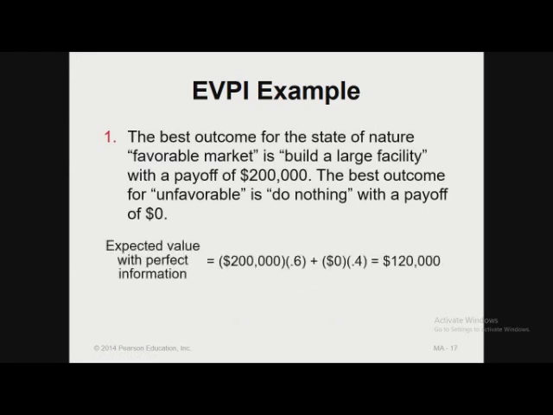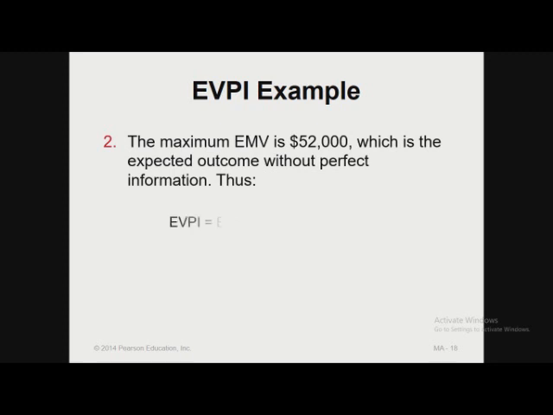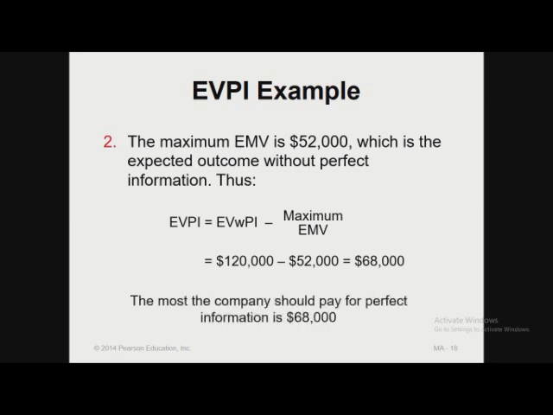We actually recall that the best outcome for favorable market is to build a large facility with a payoff of 200,000, right? Then the best outcome sa unfavorable is of course 0. Kasi naman nga magka-loss ka. So to compute for the EVPI, we have this expected value with perfect information, 200,000 times 0.6 plus 0 times 0.4. So answer is 120,000. So if you got that 120,000, you have to deduct it with the maximum EMV of 52,000. So ang answer is 68,000.